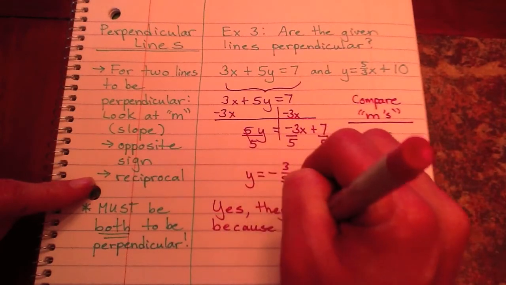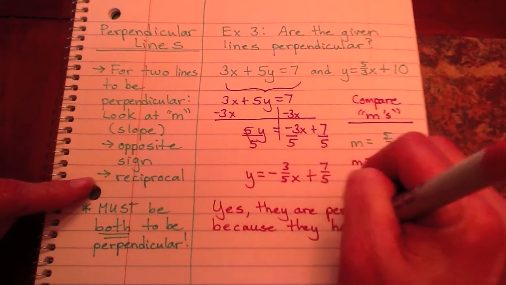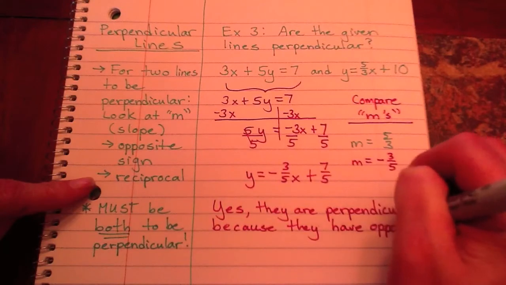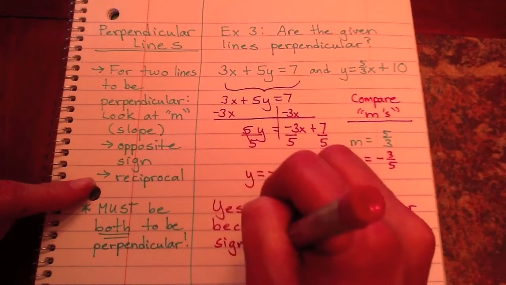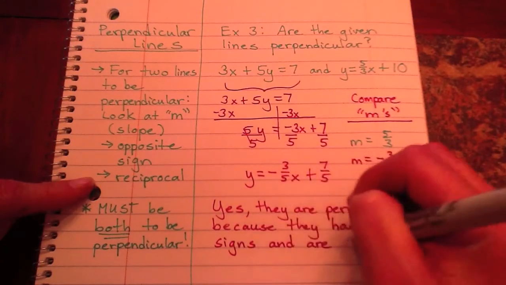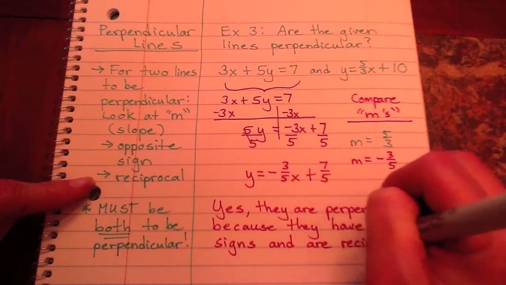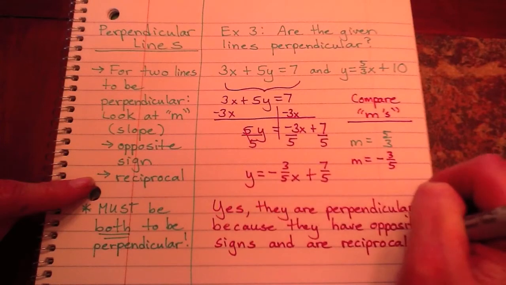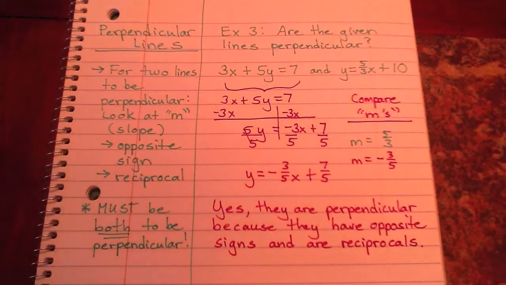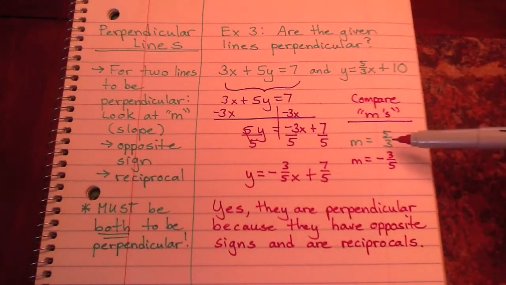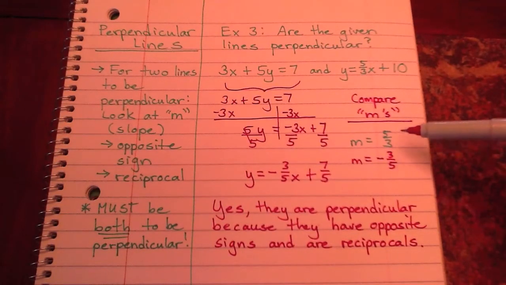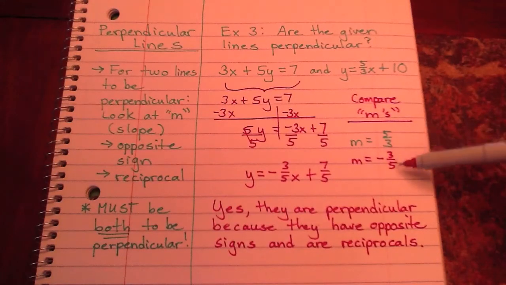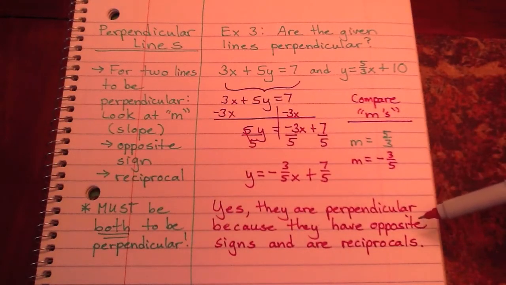Because they have opposite signs and are reciprocals. Okay, so again, if it had only been 5/3 and 3/5, not perpendicular because it's not negative. If it had been 5/3 and negative 5/3, not perpendicular. Those are just lines that randomly cross.